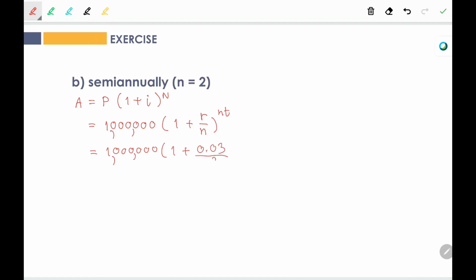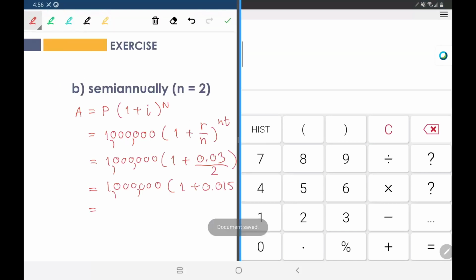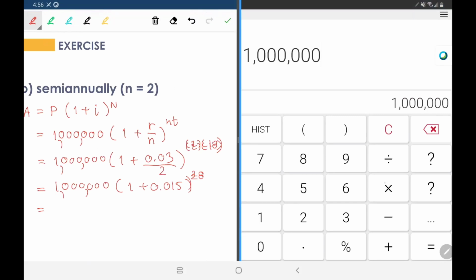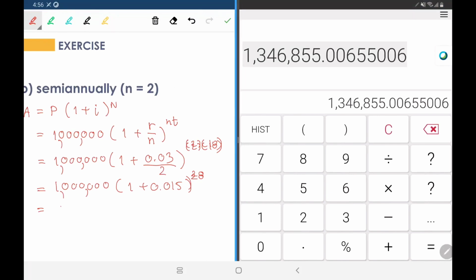0.03 are the same. n is 2. 2 times 10. So 1 plus 0.015 to the power of 20. From now on, you can use the calculator. $1 million times 1.015 to the power of 20. That's the number. That's the money that you will get after 10 years.